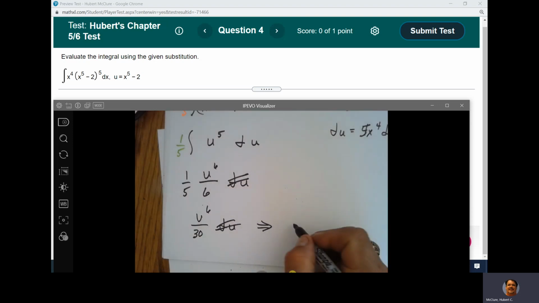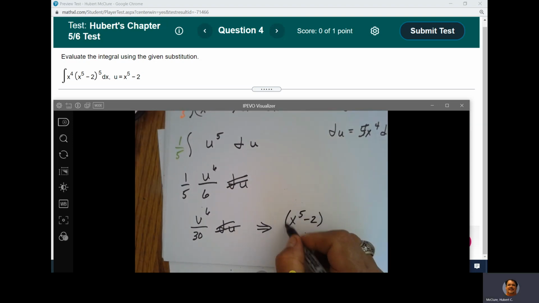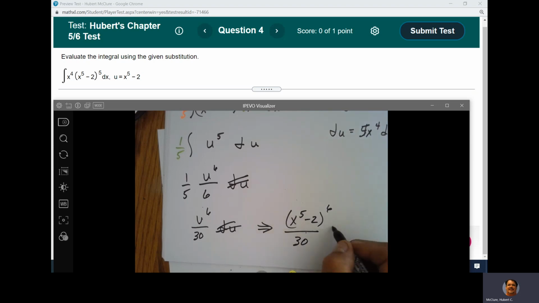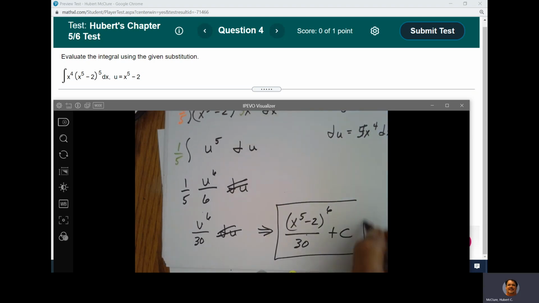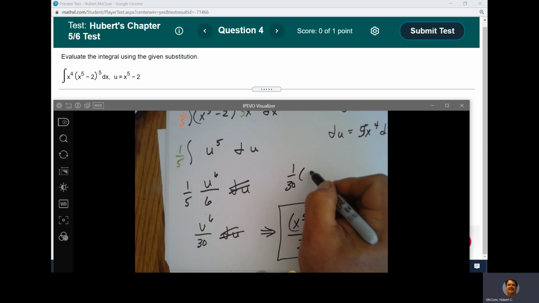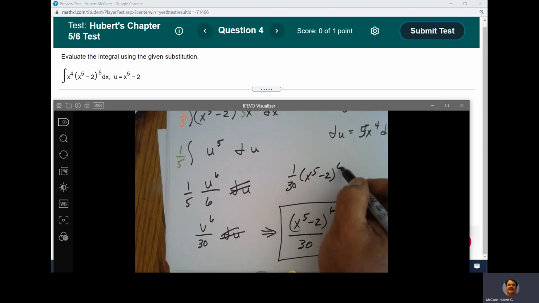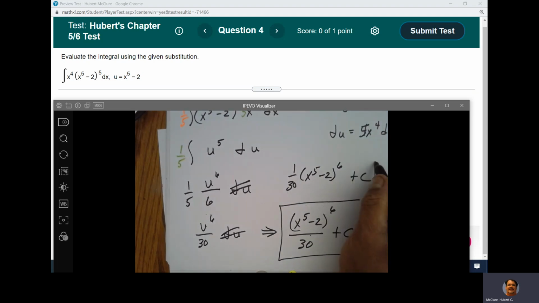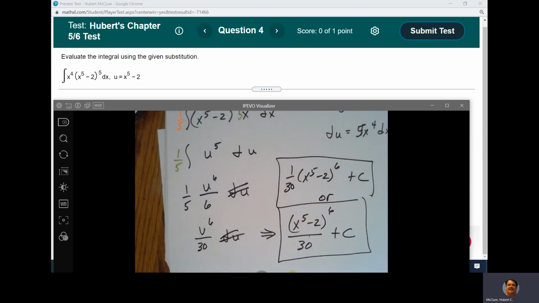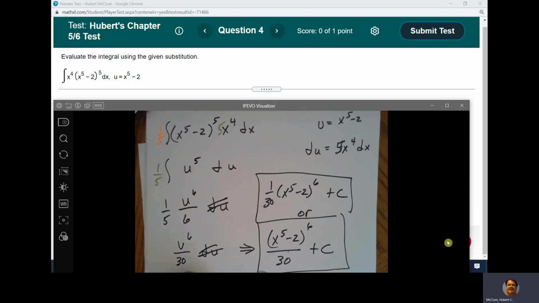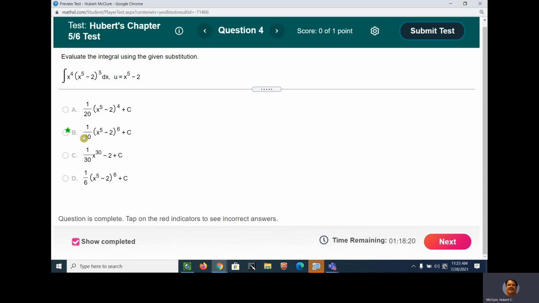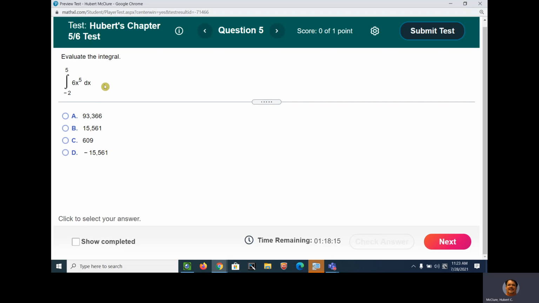And u is x to the 5th minus 2, so it's x to the 5th minus 2 to the 6th power over 30 plus c, or something like that: 1 over 30 times x to the 5th minus 2 to the 6th plus c. Any of those. Again, straight to the point, not trying to confuse you. Next. Okay, I'm not going to go through this one because this is one of the easier ones.